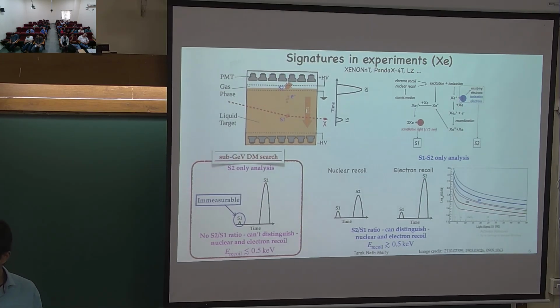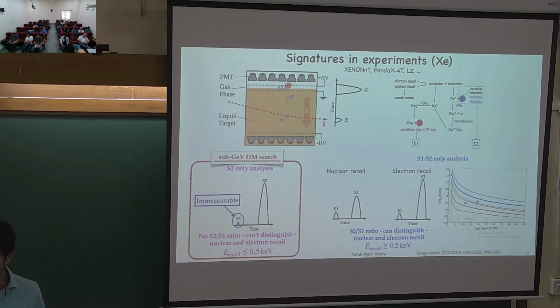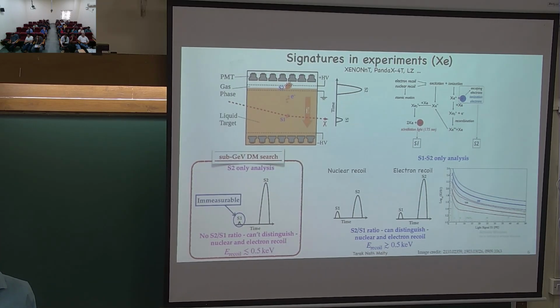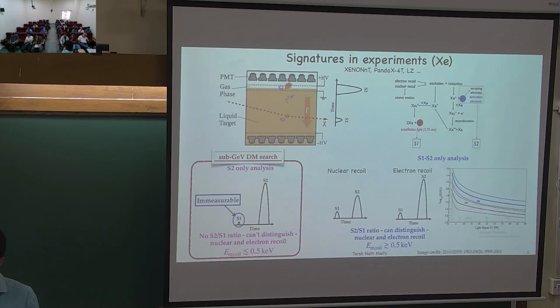There are many other parameters which could also matter. For the S2, if there is any impurity in the material, the electrons would also recombine with the impurities, and then the S2 will also change.